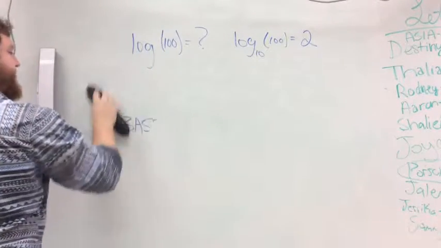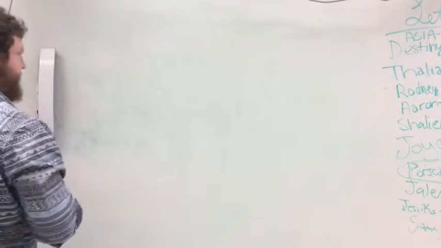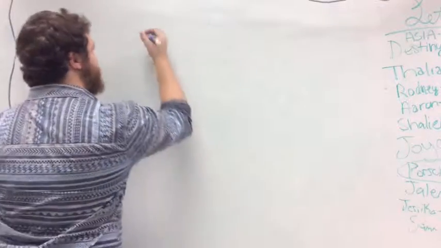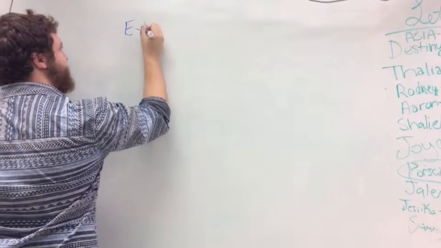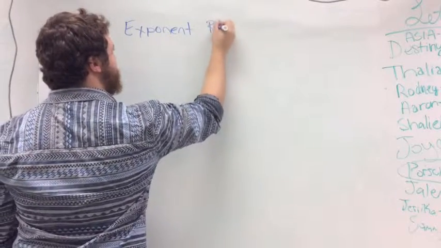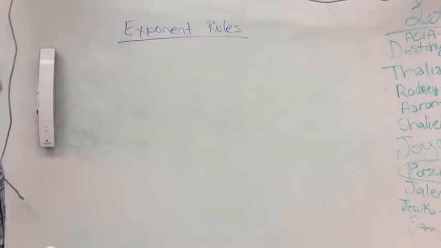We'll talk about how we get some weird numbers in logs. Before we get there, we're going to talk about exponent rules. So we'll put exponent rules, and you're going to see why I'm doing this. Exponent rules. Some of these, all of these, you should know.